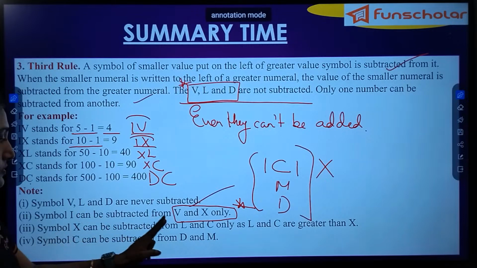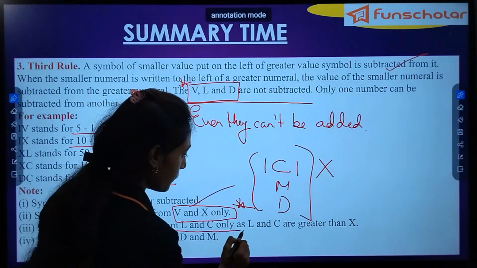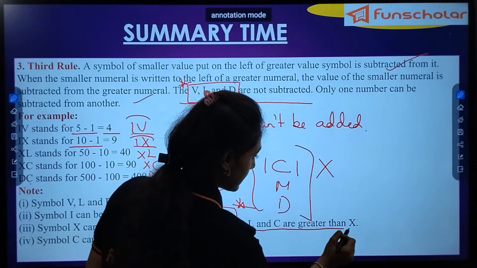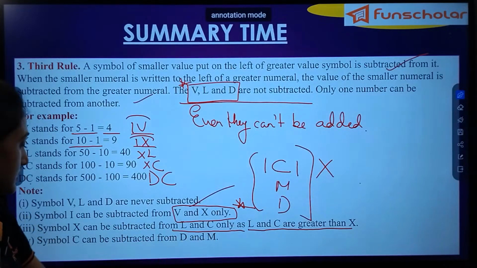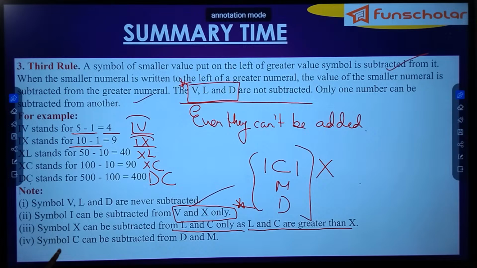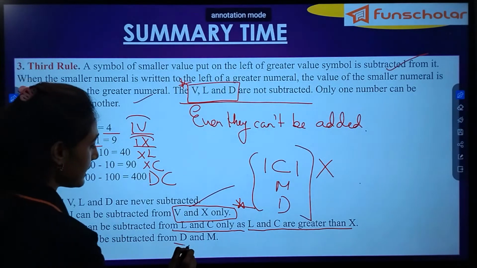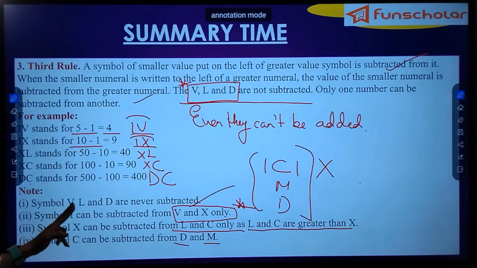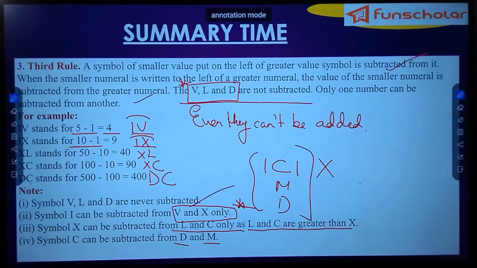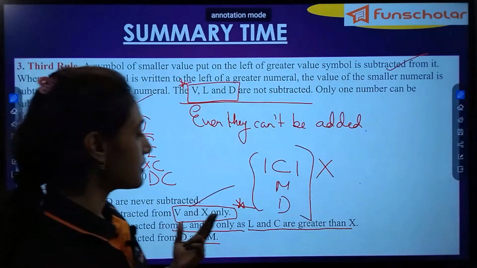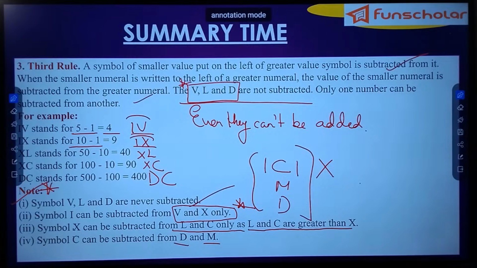Symbol X can be subtracted from L and C only, as L and C are greater than X. Similarly, C can only be subtracted from D and M. Why? Because I is less than V and X, X is less than L and C, and C is less than D and M only. That is why. So these points are very important. Please take a screenshot of this page.